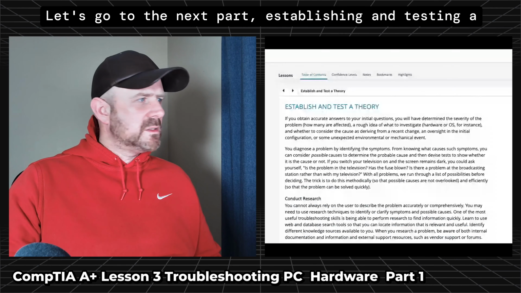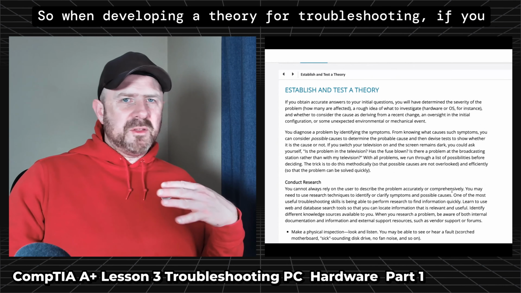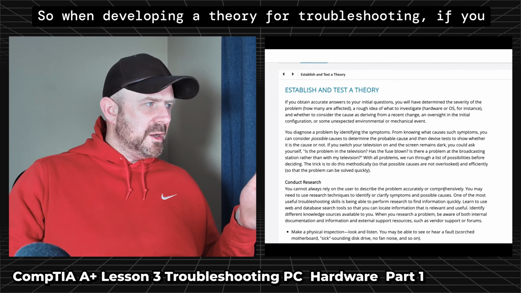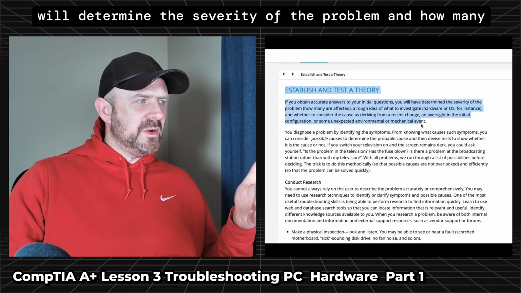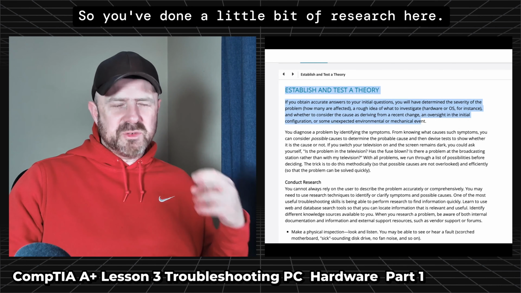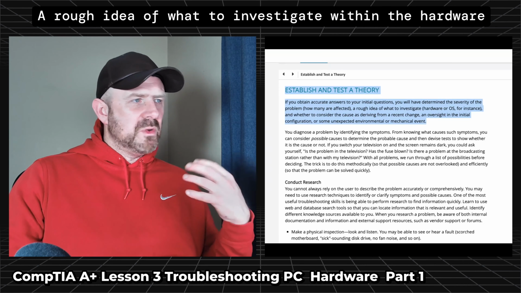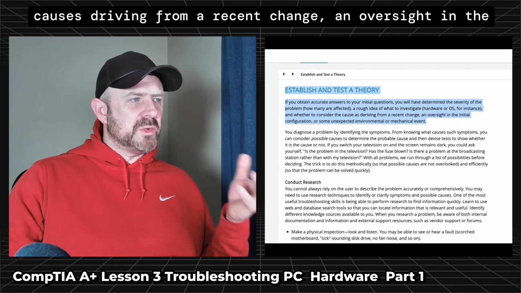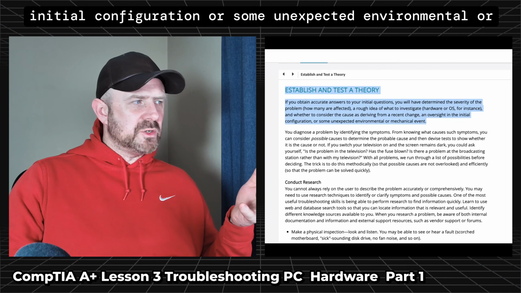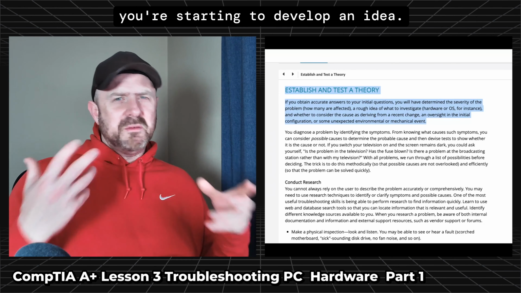Let's go to the next part, establishing and testing a theory. So when developing a theory for troubleshooting, if you obtain accurate answers to your initial questions, you will determine the severity of the problem and how many people are affected. So you've done a little bit of research here, a rough idea of what to investigate within the hardware or the OS, for instance, and whether to consider the causes deriving from a recent change, an oversight in the initial configuration, or some unexpected environmental or technical event. So this first level of establishing a theory is where you're starting to develop an idea.